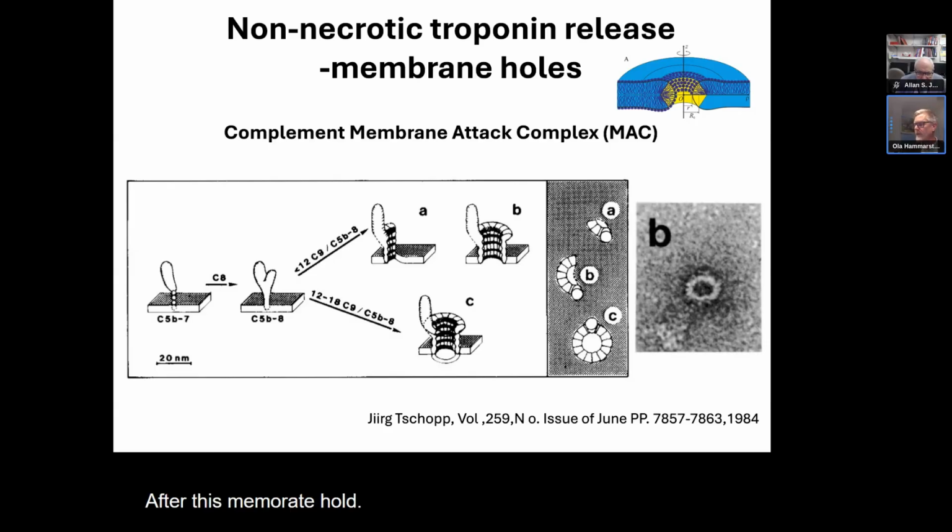shown to form in heart failure and so forth. And these holes are large enough to allow troponin to pass through. There are some studies from skeletal muscle showing that the membrane attack complex can cause release of creatine kinase and myoglobin without killing the skeletal muscle cells. So these are membrane holes that can actually be a vessel through which the troponin can be released.